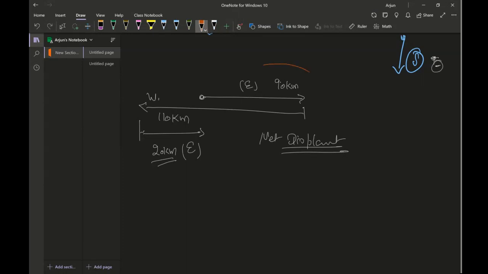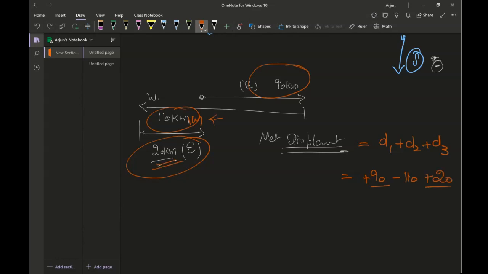Net displacement will be the sum of all these three displacements. That will be d1 plus d2 plus d3. d1 is 90 kilometers in the positive east direction, so we'll consider this one as positive. Now d2 is 110 kilometers west, so I'll consider this one as negative, and plus 20 kilometers in the east direction, so that's why I kept this one as positive. So the resultant net displacement will be 0. So he'll be exactly at the same point from where he started.